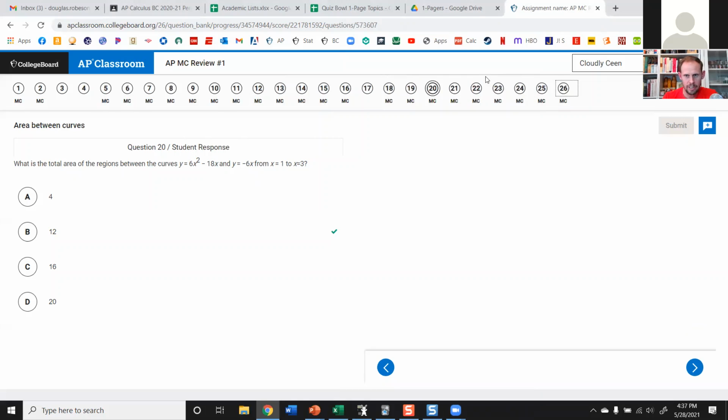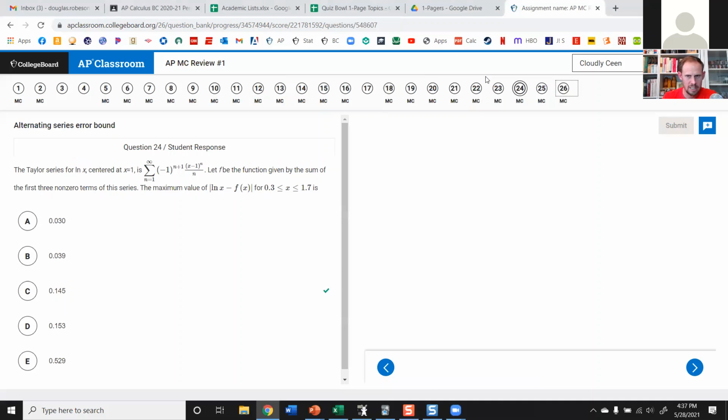And then the last 4 here, which I believe are all sequence and series stuff. I don't even think I looked at this one. I looked at 25 and 26, but yeah, 4 of you missed 24 here. So a Taylor series for ln of x centered at 1 is that, okay? Let f be the function given by the sum of the first 3 non-zero terms in the series. The maximum value of the difference for x between 0.3 and 1.7 is what?